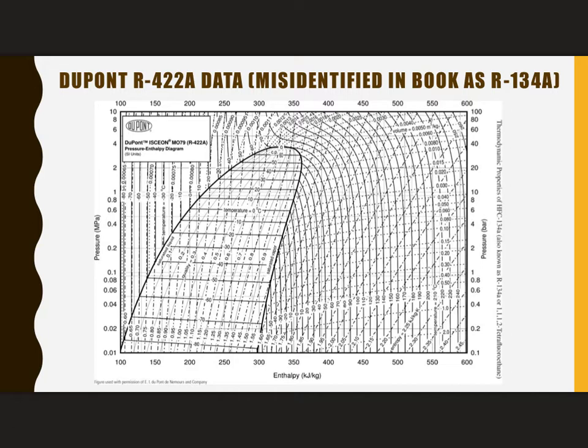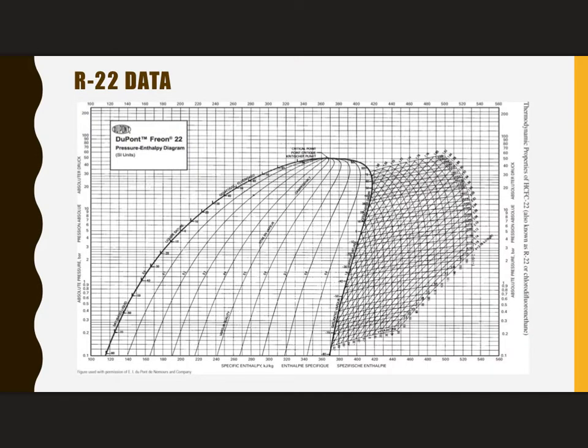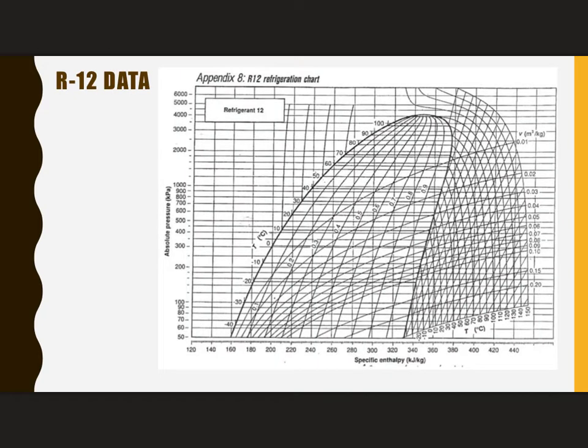Some examples. This is identified in your book as R134A, but this is actually DuPont refrigerant 422A. This is R134A from another source. This is Freon 22 or R22. And this is R12. Now these are not the only refrigerants that you might run into, but these are four of the traditionally more common refrigerants that you might bump into. They all sort of have a similar shape to the graphs, and we will be using one of these in this next example.